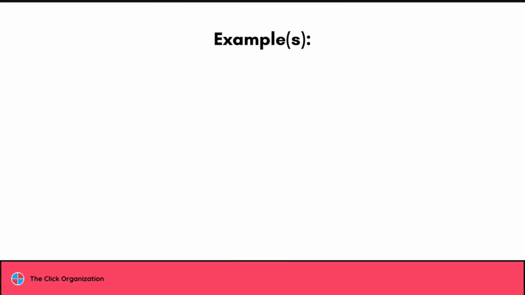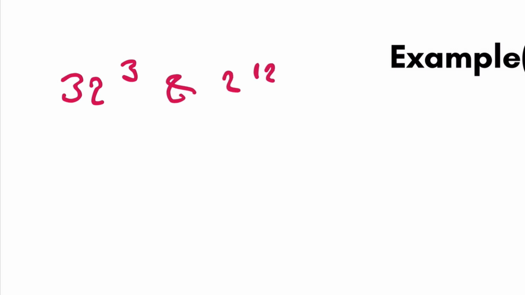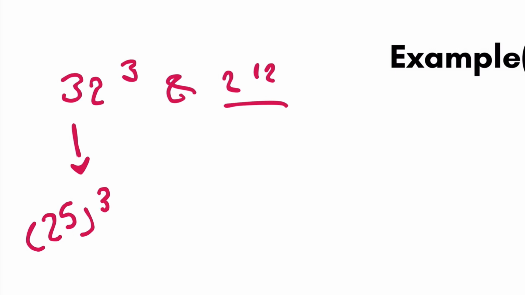Let's do some examples now. So for example, I have 32 to the power of 3 and 2 to the power of 12. First of all, let's rewrite them. So 2 to the power of 12 is very simplified, but I can simplify 32 to the power of 3. So it can be 2 to the power of 5 all to the power of 3. And this will be 2 to the power of 15, and 2 to the power of 15 is the same as 32 to the power of 3.